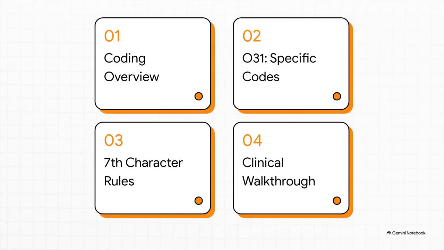Here's our roadmap for today. We'll start with a multiple gestation coding overview, take a look at the O31 complication-specific codes, dive into those 7th character extension rules, and finish things off with a real-world clinical case walkthrough.